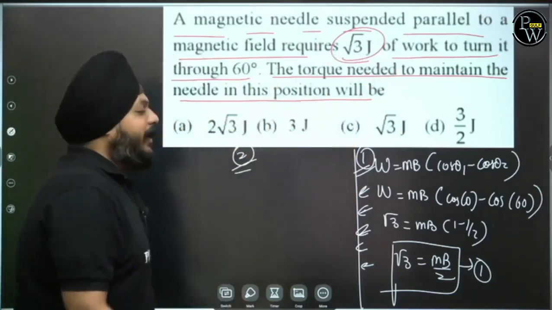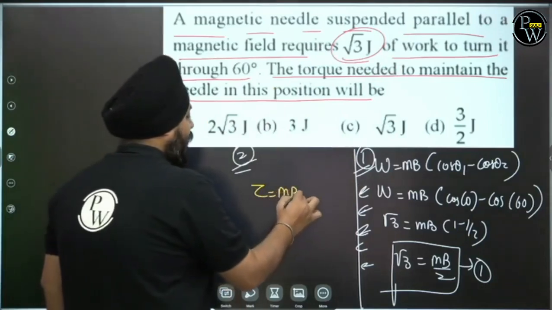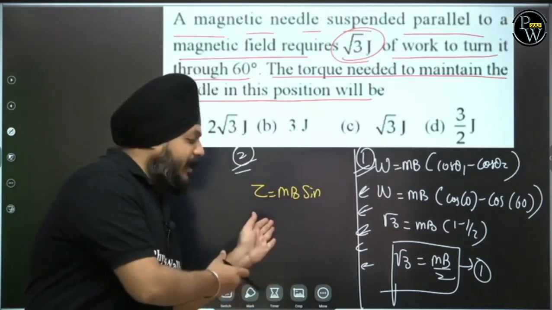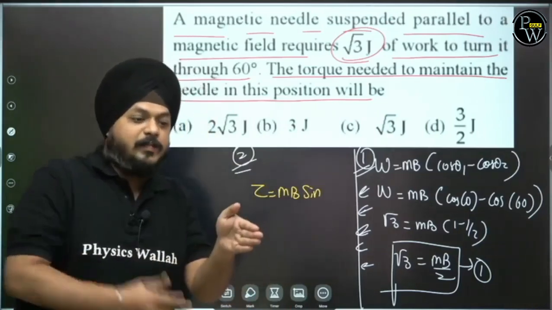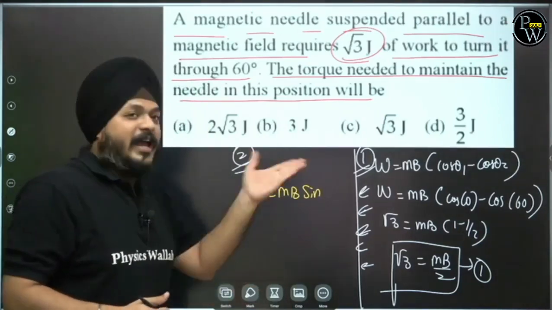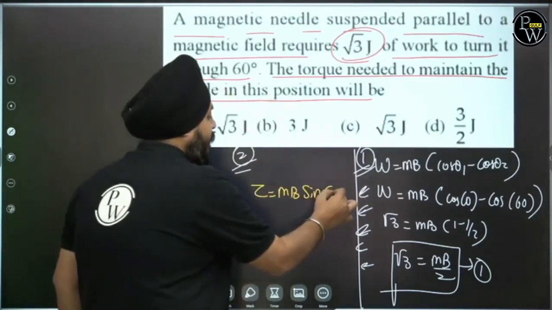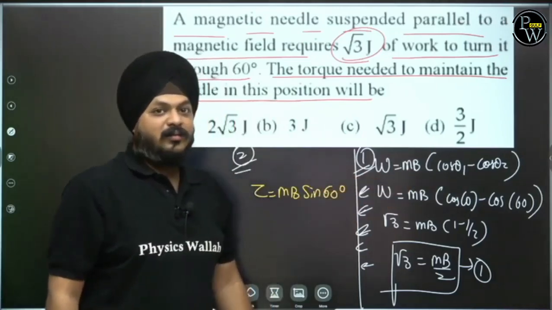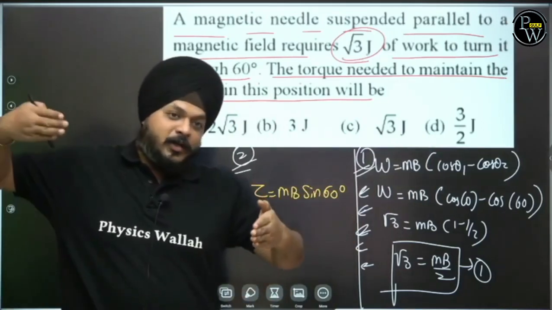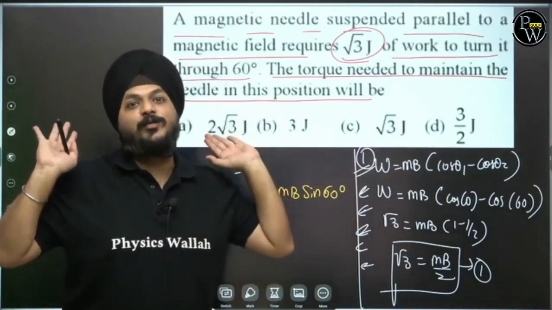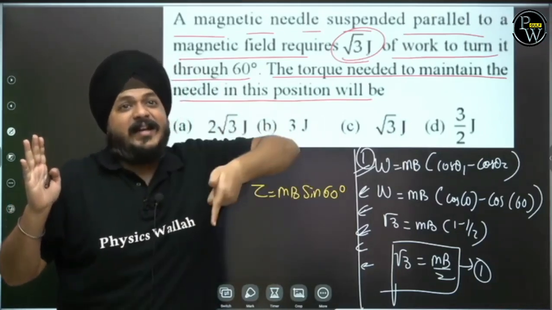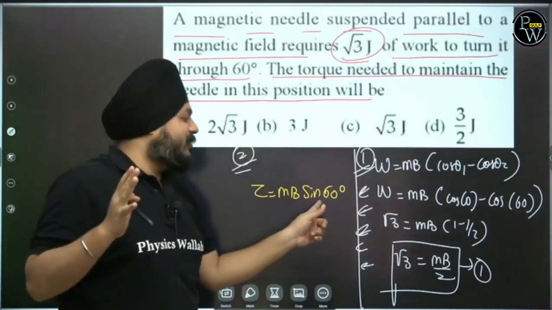Torque needed to maintain the position. What will be theta? Work done in rotating from 0 to 60. Now at this moment, torque is needed to maintain the position. It means here the angle is going to be 60 degrees final. First it was 0, it turned to 60. After turning to 60, torque is applied to maintain the position. So at 60 degrees torque is applied. At 60 degrees the position is getting maintained, sin 60.